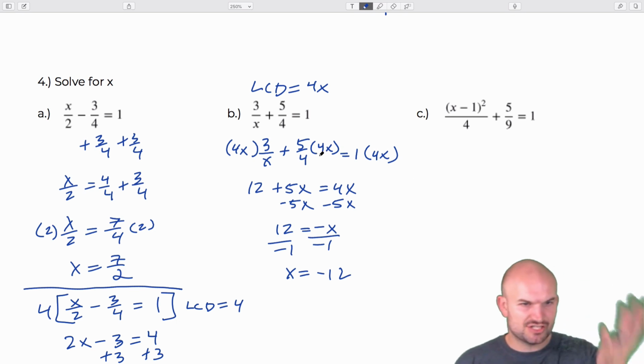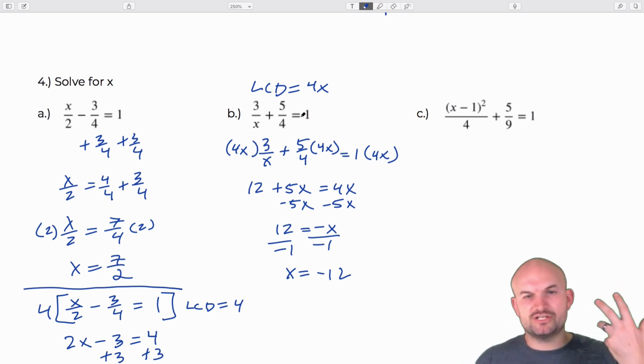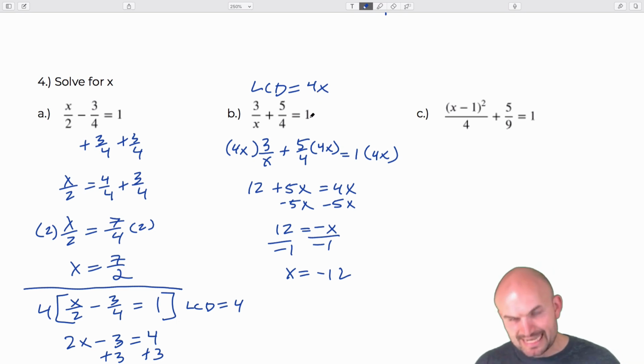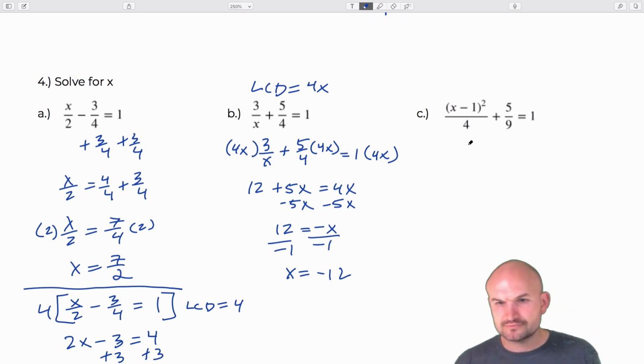Okay, so again, just different ways to do it. You can always use fraction operations or look into identifying the LCD and just multiplying everything by that. The main thing is you're going to have to multiply by x eventually in this problem because you can't solve for x in the denominator.